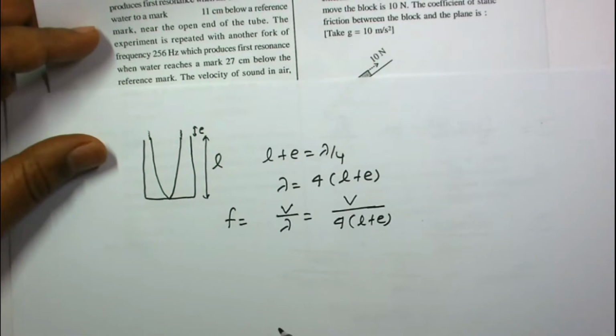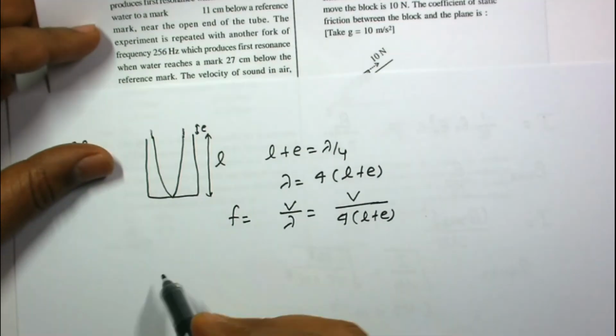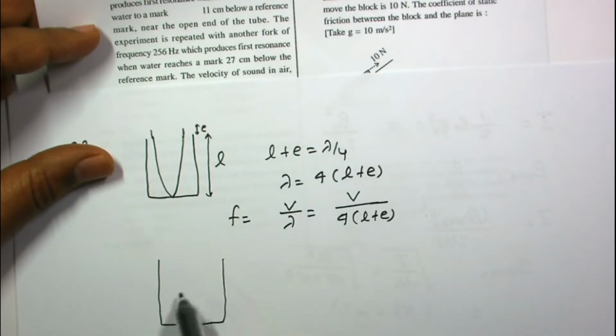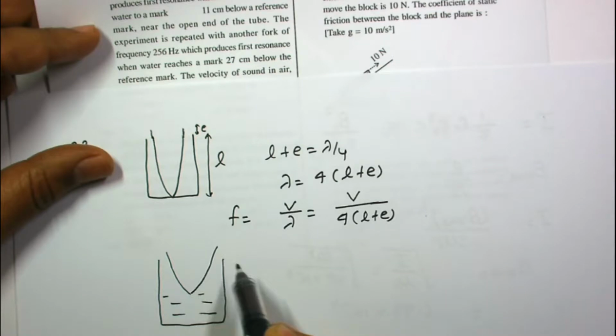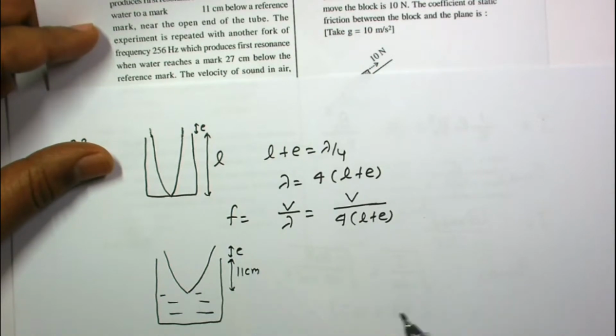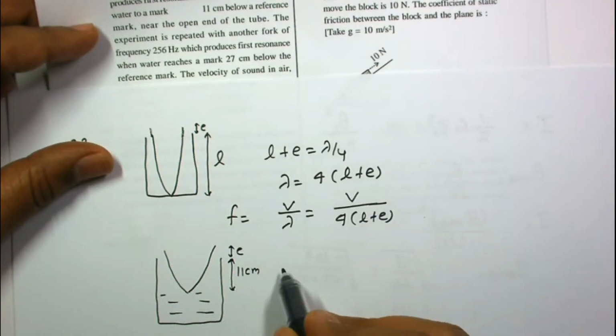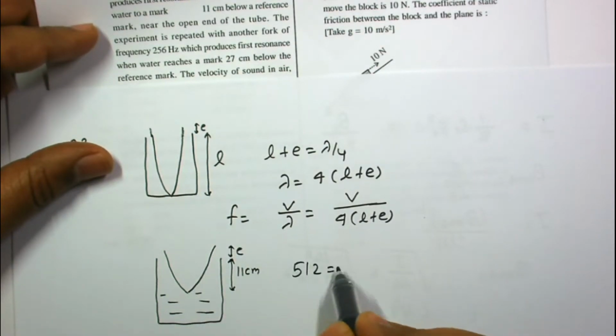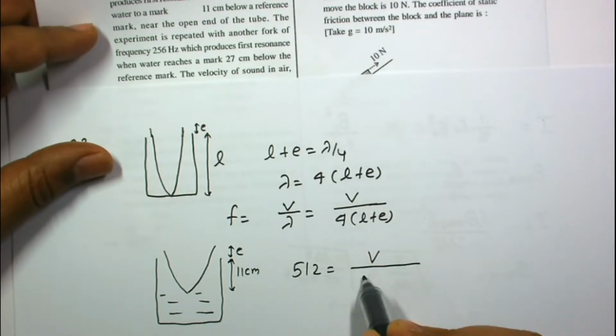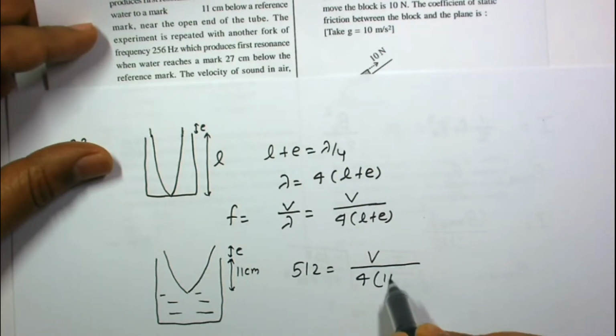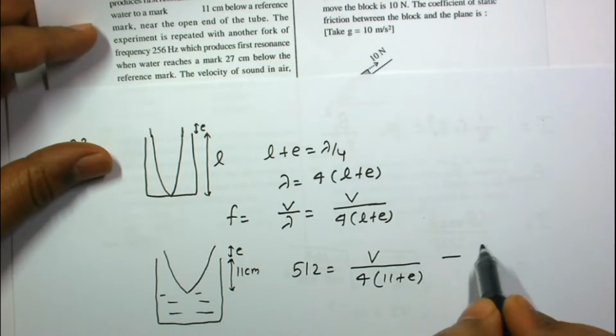In the first case, from open end, the water level is this much, 11 cm, and let's say E is the end correction. So in the first case, 512 is equal to V divided by 4 times 11 plus E. This is equation number 1.